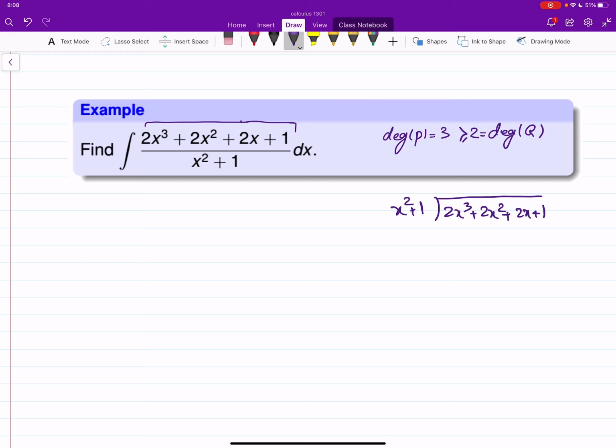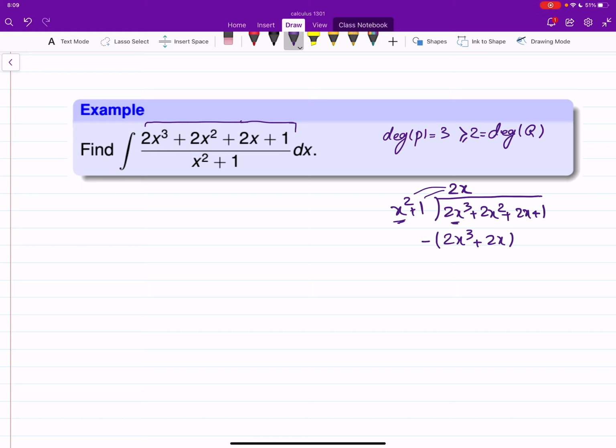We start with the leading terms and always work with leading terms. So what should I multiply by x squared plus 1 so that I get 2x cubed? That would be just 2x. Then I multiply that and write it here. That will give me 2x cubed plus 2x. Then I subtract.